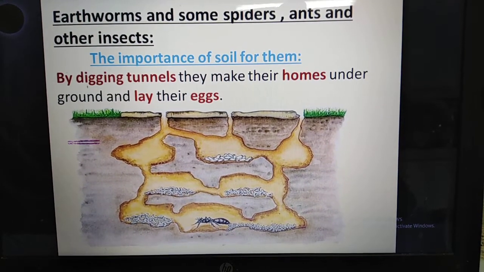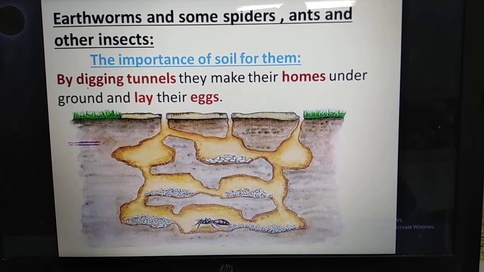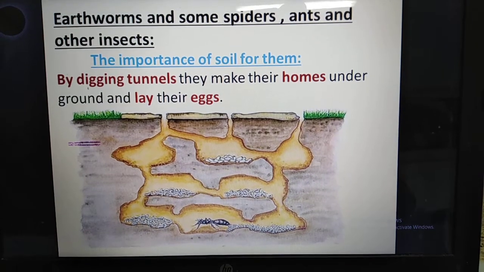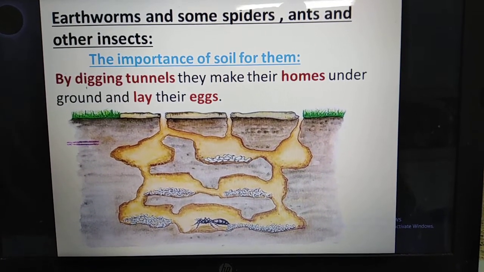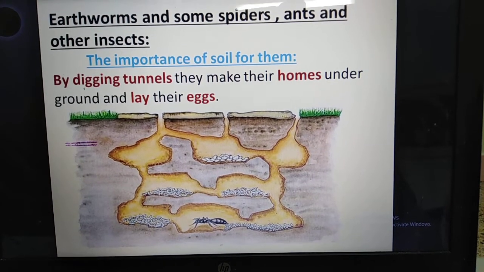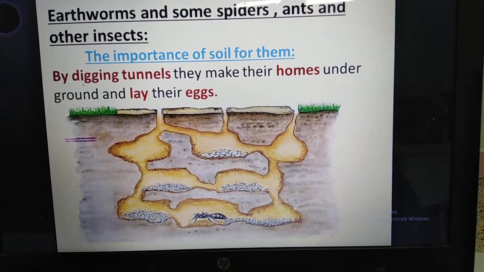There are some living organisms that live in the soil. For example, earthworms, some spiders, ants, and other insects. What is the importance of the soil for them? By digging tunnels, they make their homes underground and lay their eggs.